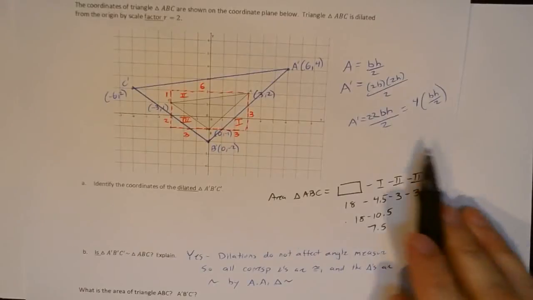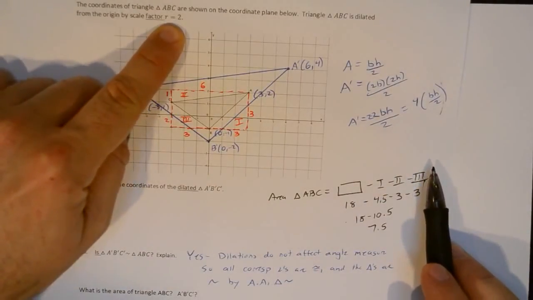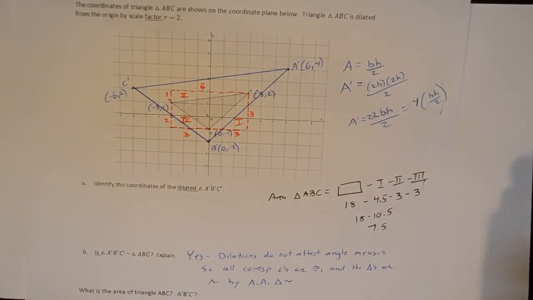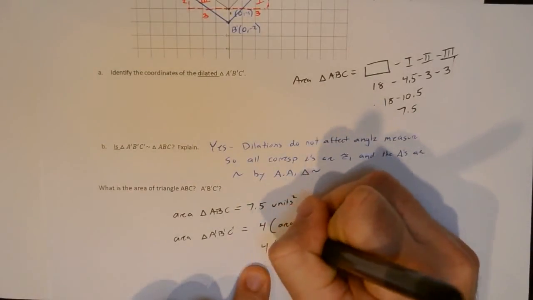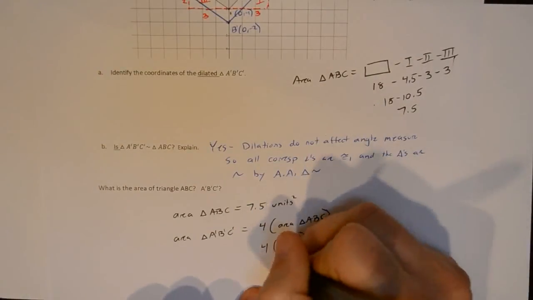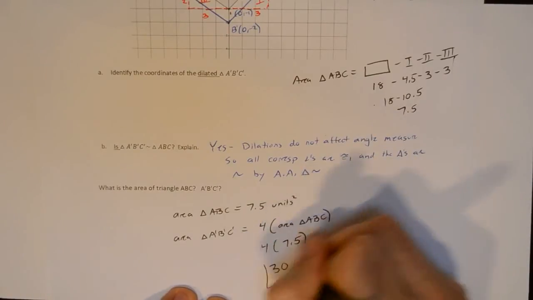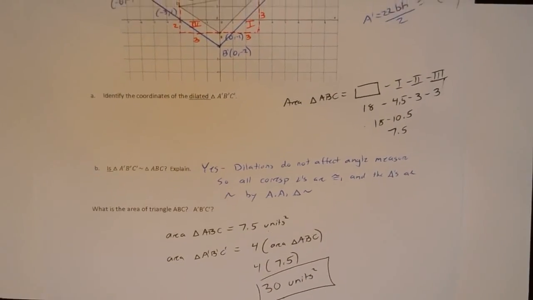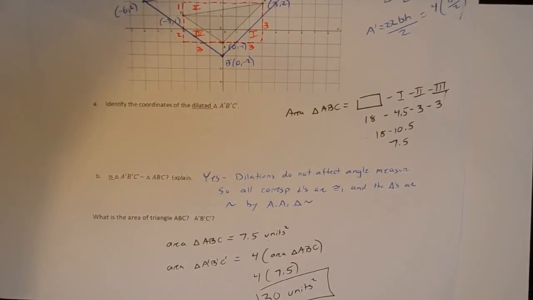That's because of what we talked about up here, that when you multiply by a scale factor of 2, when you dilate by 2, the area goes up by a factor of 4, the square of the dilation. So 4 times that, well, that would just be 4 times 7.5, and that's just 30 units squared. So that's going to be the area of A prime, B prime, C prime. A lot going on that page. Make sure you go back through this and make sure you understand all of these pieces.